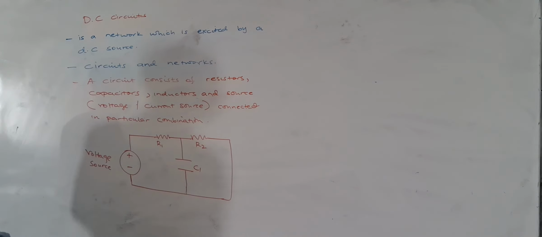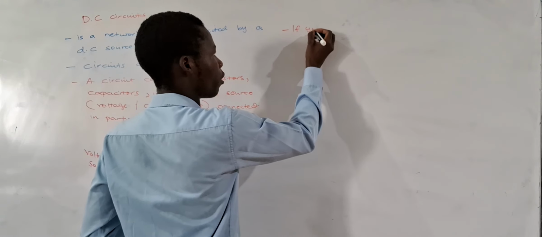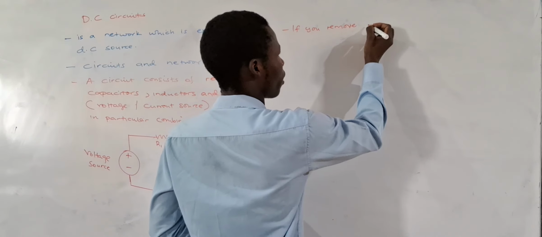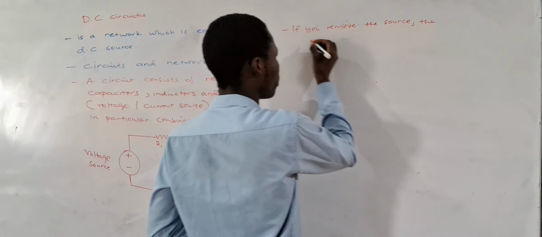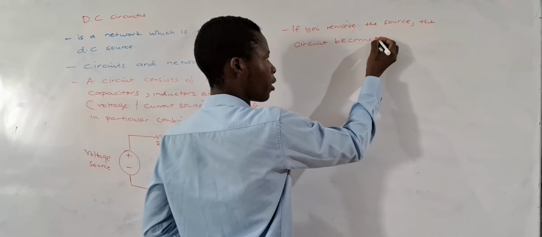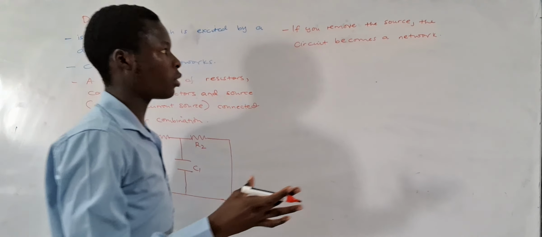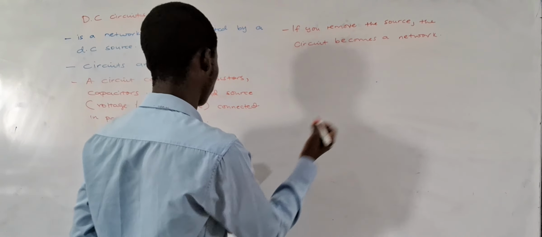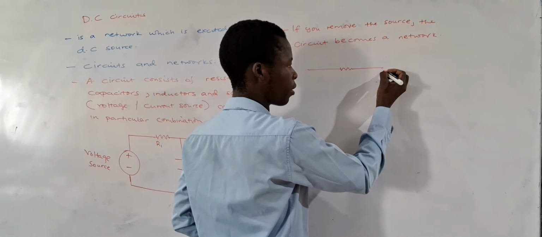What is a network? If you remove the source, the circuit becomes a network. So the circuit becomes a network. If you remove the source, so let's say you have something like this.